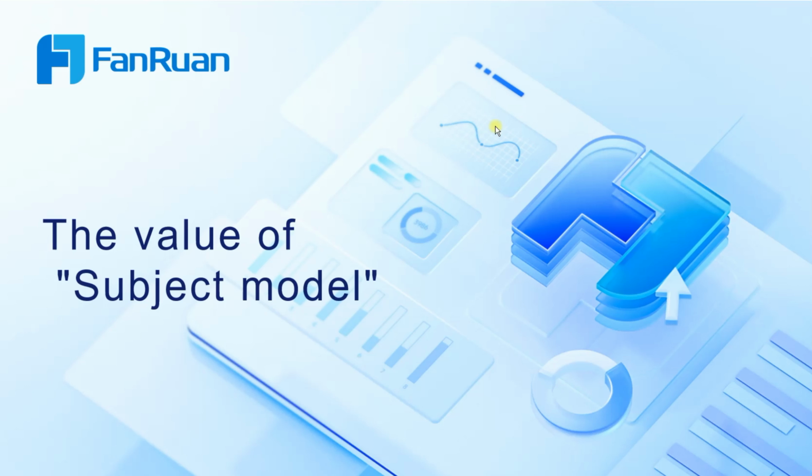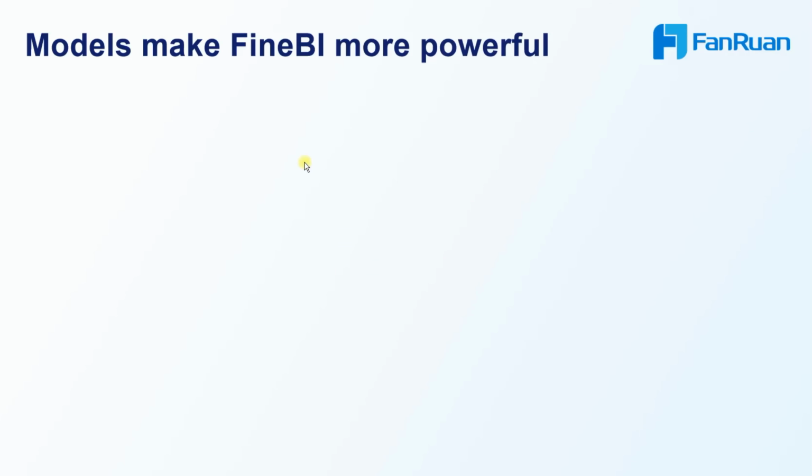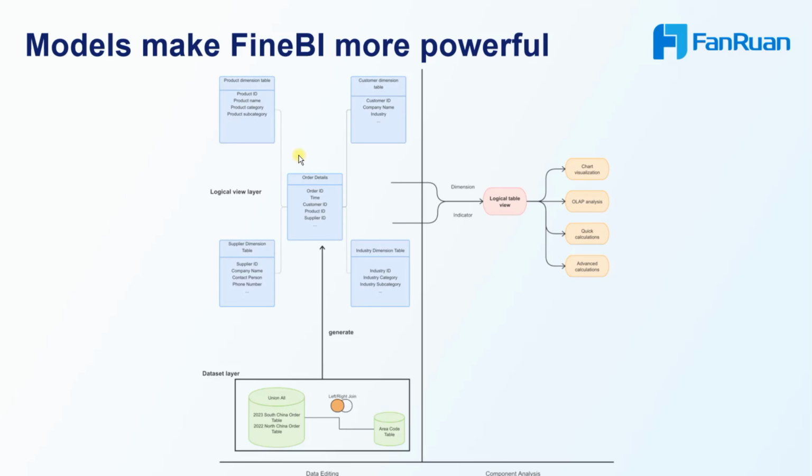Let's summarize the value of the subject model today. It helps everyone to understand the subject model from a more global perspective and what this feature means in future analysis. First, the model makes the system much more powerful. In the past, when we didn't have models, all the operations were done in data integration. We joined data, whether vertically or horizontally, and did group summaries. All of this was editing our raw data. After editing, we would generate a new table. Based on this new, wider table, we would perform further analysis, dragging the included indicators and dimensions. This was our previous approach.